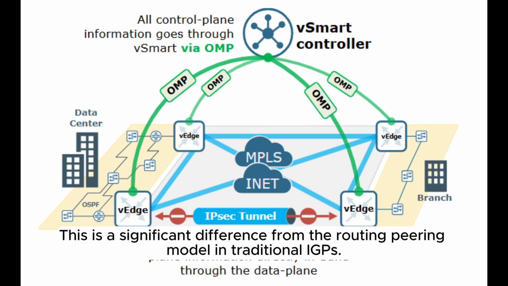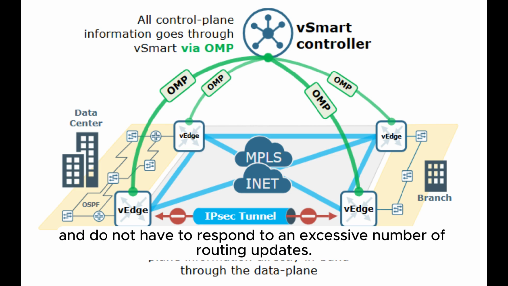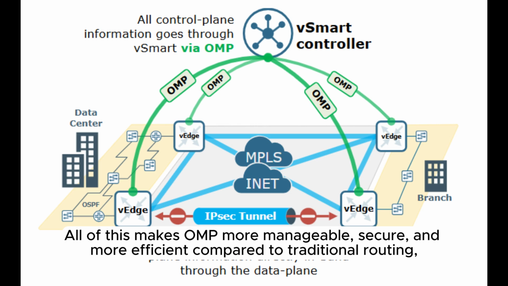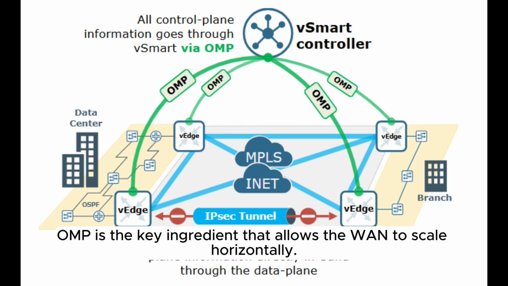This is a significant difference from the routing peering model in traditional IGPs. vEdge routers don't need to form routing adjacencies between themselves, and do not have to respond to an excessive number of routing updates. All of this makes OMP more manageable, secure, and more efficient compared to traditional routing, especially in large-scale deployments with hundreds of spokes. OMP is the key ingredient that allows the WAN to scale horizontally.